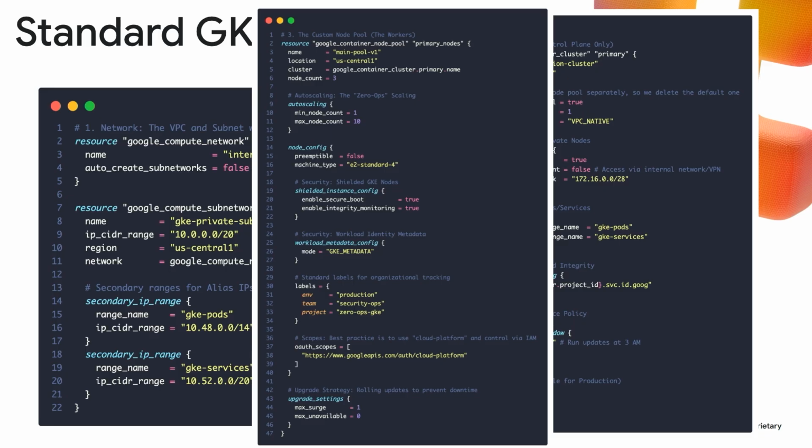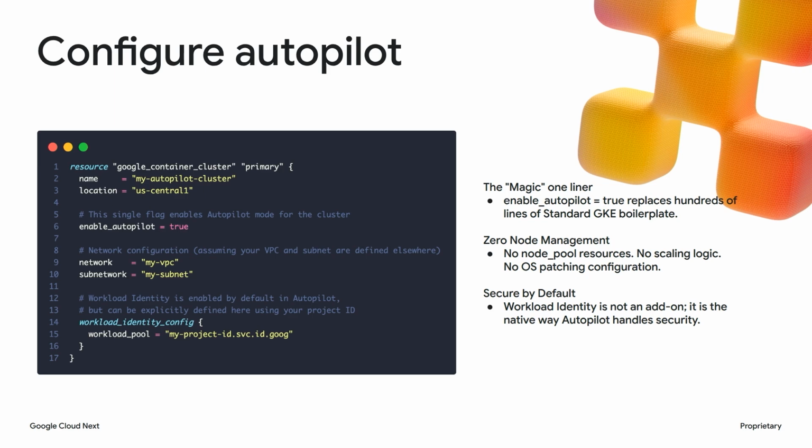Now I want to show you exactly how we use Autopilot. Take a look at the snippet on the screen. This could be an entire cluster definition. To enable Autopilot, just set the flag enable Autopilot equals true. This way, we're effectively handing the operational overhead to Google. This single flag replaces those hundreds of lines of standard GKE configuration we just saw. This is the difference between building a car from scratch and just getting in and driving forward.